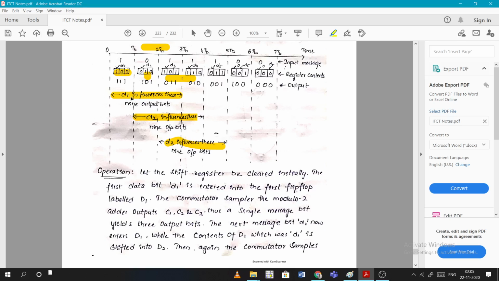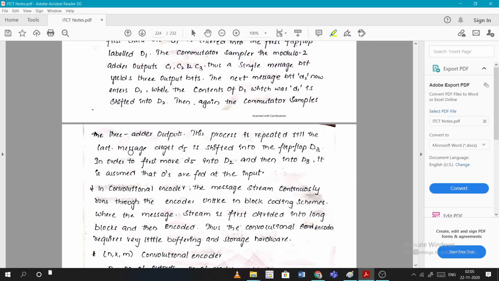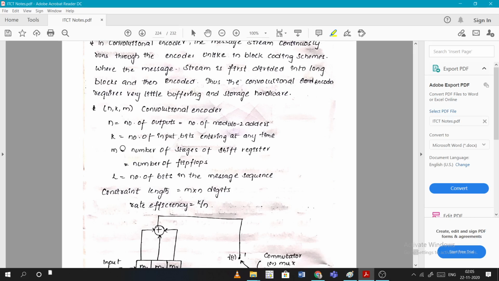Okay, so D1, this first bit, will influence 9 bits, second bit D2 is also influencing 9 bits, like that. So this is the way we'll do.